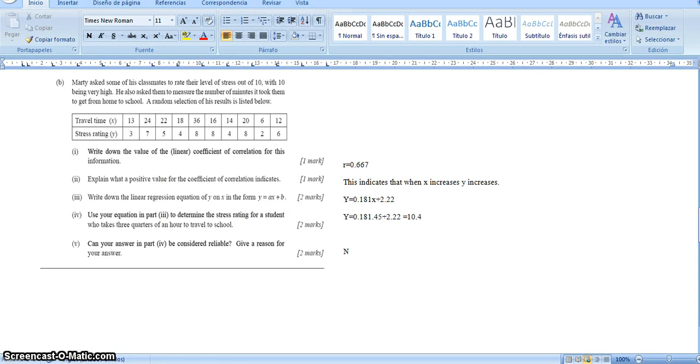So we are going to write, no, our estimation is not reliable because 45 is not in the range of values that we have for the travel times in our exercise. Okay?